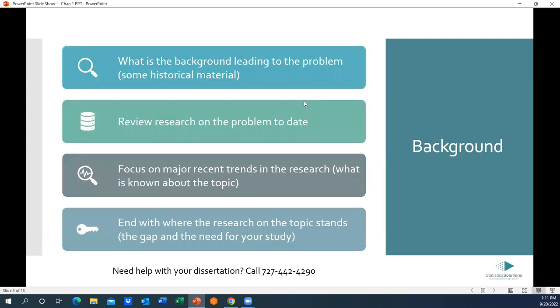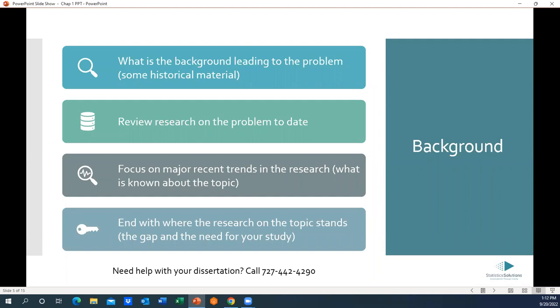The background follows right from the introduction, right? You're introducing the problem: here's the problem, here's what we know about the problem from the research, here's what's still needed, okay? Now, flowing from that comes the background.